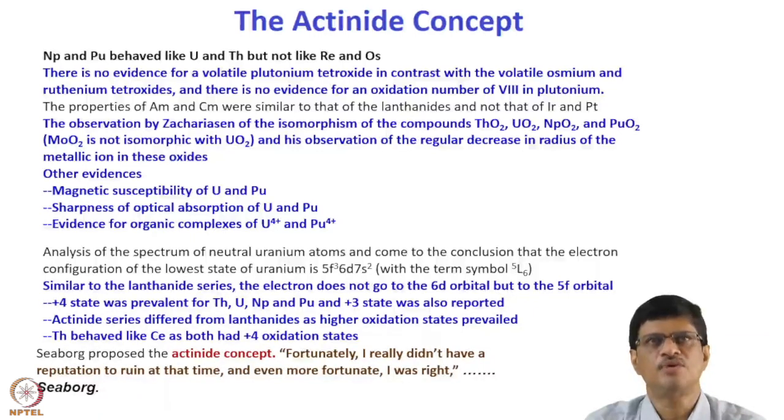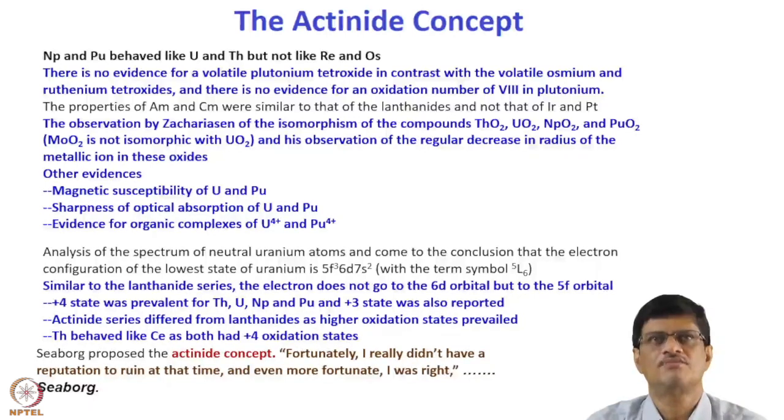That neptunium and plutonium behave like uranium and thorium, but not like rhenium and osmium, which are there in the periodic table for the 6d series. Now, there is no evidence for the volatile plutonium tetroxide, in contrast with the volatile osmium and ruthenium tetroxides. And also, there is no evidence for an oxidation number of 8 in the case of plutonium. So, this suggested that plutonium is definitely not behaving like osmium.